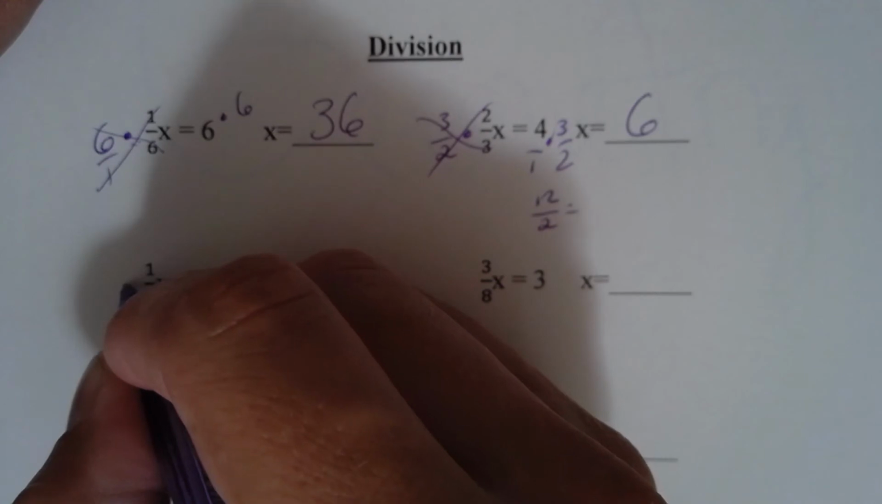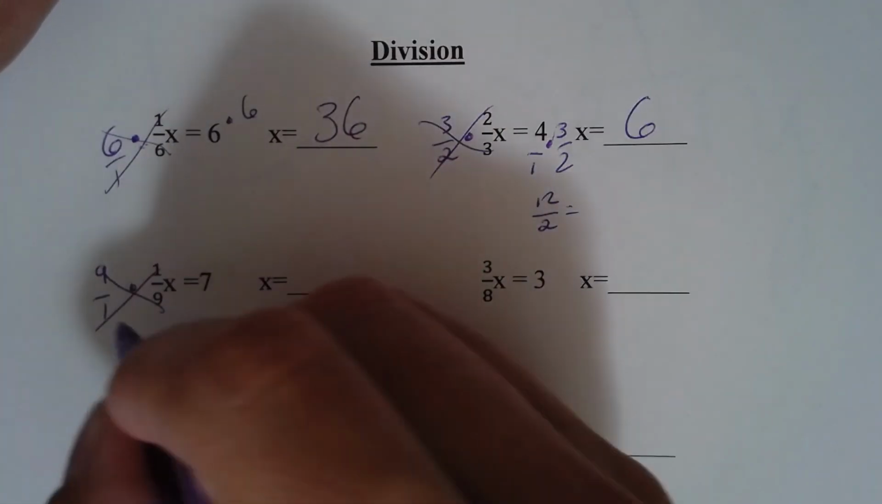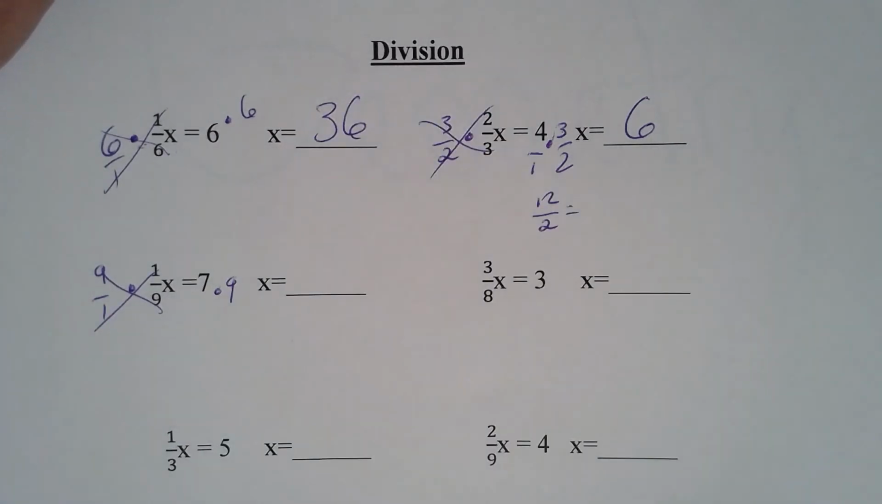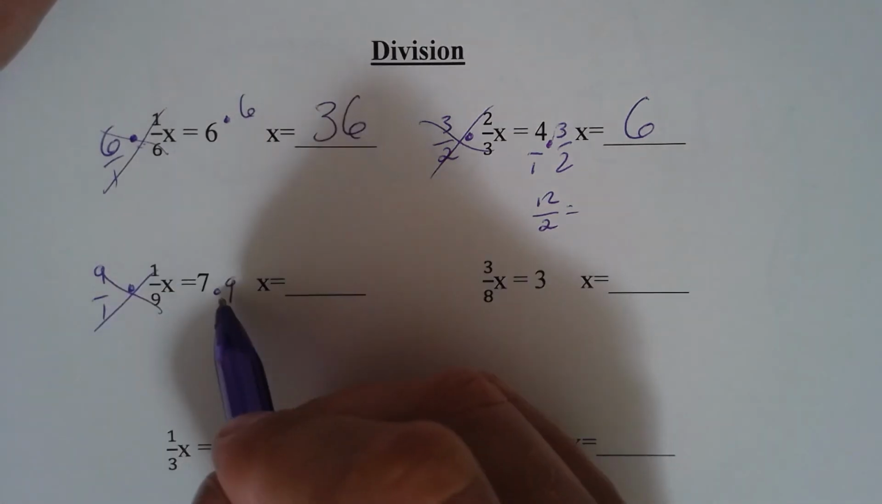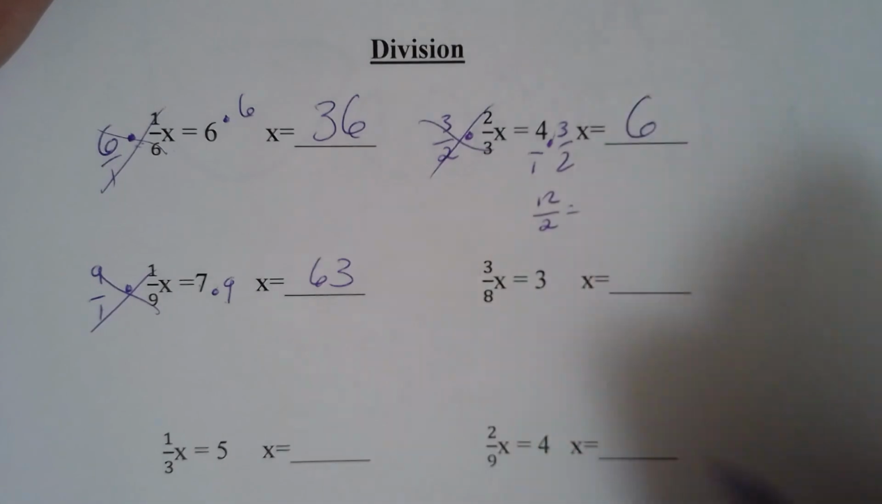1/9. What's the reciprocal of 1/9? Well, 9 over 1. They cancel. Remember, 9 over 1 is just 9. It's the same thing. So 9 over 1 and 9 are the same thing. 7 times 9, 63.